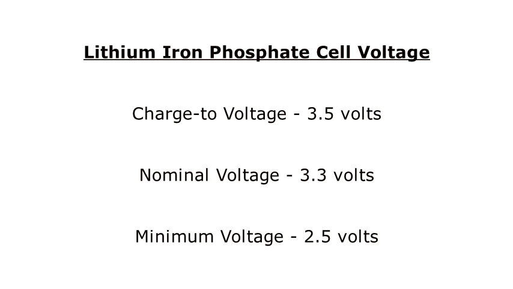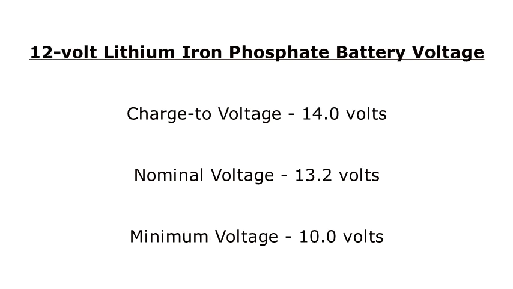But first, let's look at what a battery pack, or a 12 volt battery, looks like if you're using lithium iron phosphate cells. So the maximum charge to voltage will be 14 volts, and the minimum voltage is 10 volts, and the nominal voltage is 13.2. So you can see that these are fairly close to what the old lead acid was. The nominal voltage is the same as the fully charged voltage of lead acid, and the minimum voltages are identical. The lithium charges to a higher voltage than the lead acid.